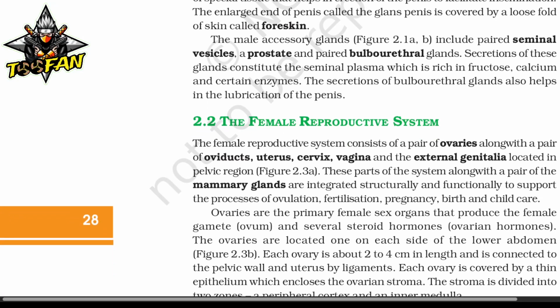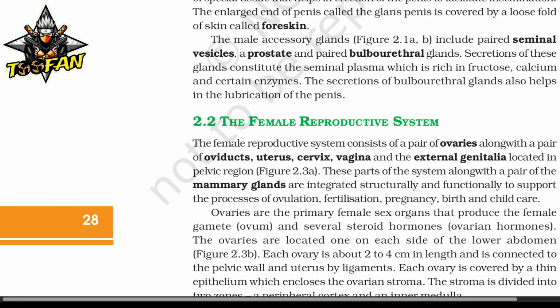The female reproductive system consists of a pair of ovaries along with a pair of oviducts, uterus, cervix, vagina, and the external genitalia located in the pelvic region. These parts of the system, along with a pair of mammary glands, are integrated structurally and functionally to support the processes of ovulation, fertilization, pregnancy, birth, and child care.